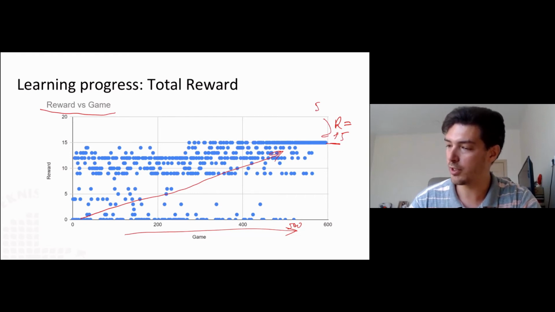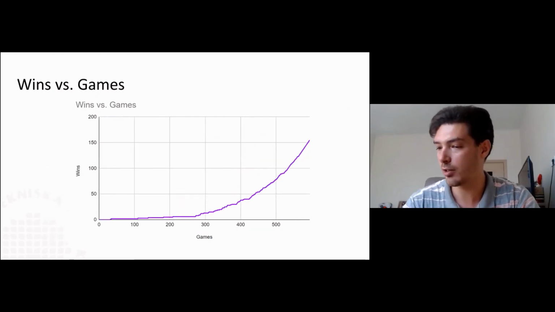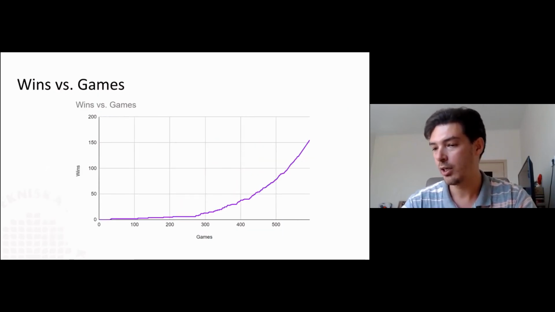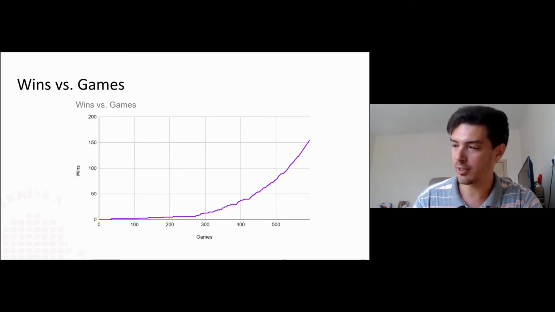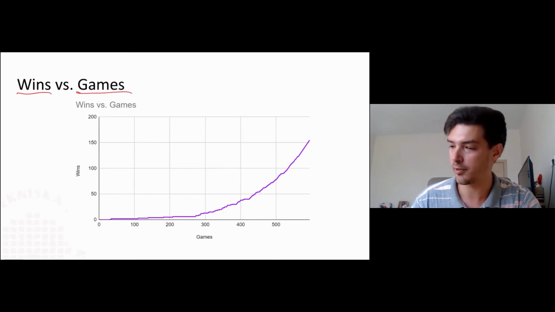So a reward equal to 15 was achieved in 5 steps. So 10 files were encrypted in 5 steps. This is how it can be seen, the correlation, the dependency between wins and games. So in how many games our agent was able to encrypt all 10 files. And we can see that the number of wins goes up exponentially.